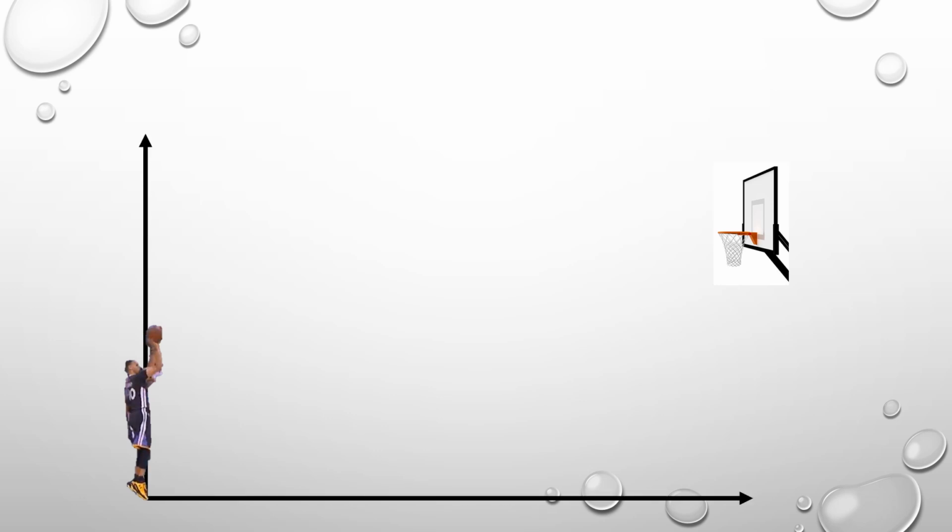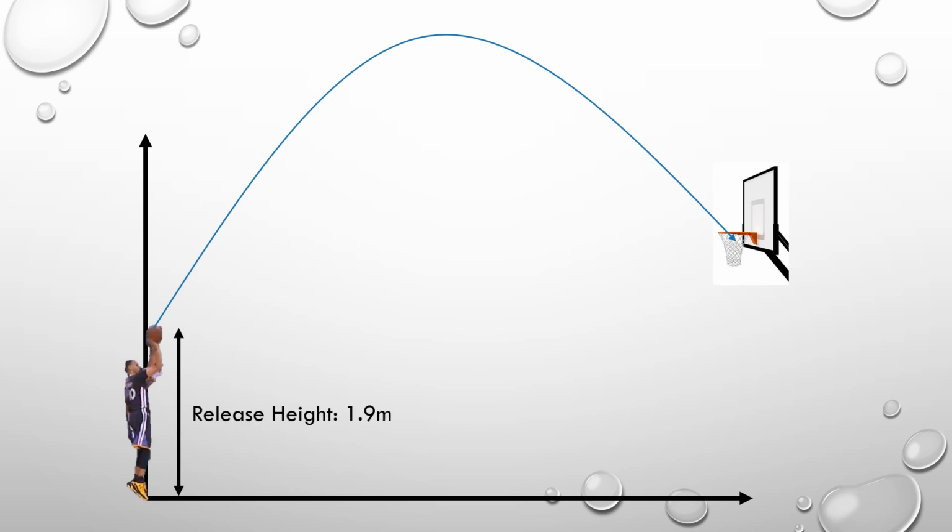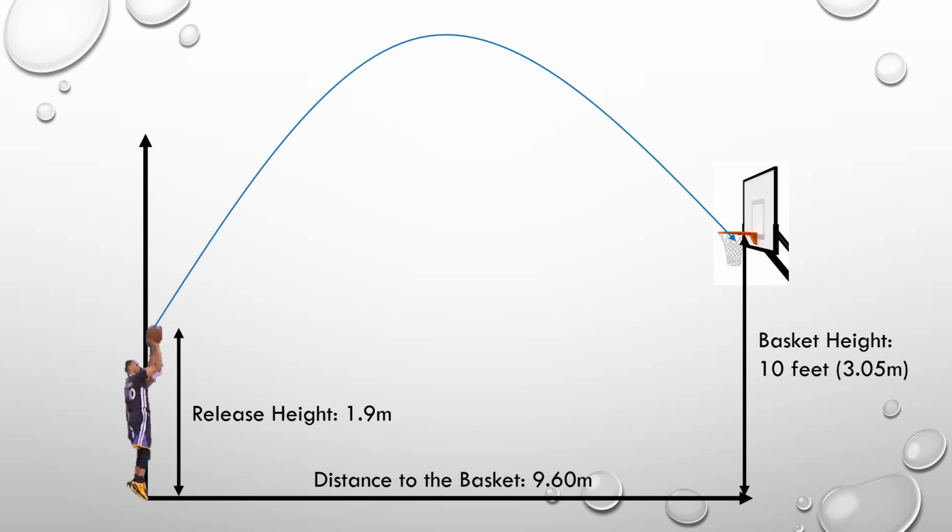So I'll just put this into a two-dimensional image for us to see this clearer. You'll see Steph, see the hoop, and you'll see the shot follows a curve which resembles a quadratic function. I'll give you a little bit more details, such as the release height of 1.9 meters above the ground, that's his height. The basket is 10 feet off the ground, that's 3.05 meters. Steph is 9.6 meters away from the basket when he makes this shot.